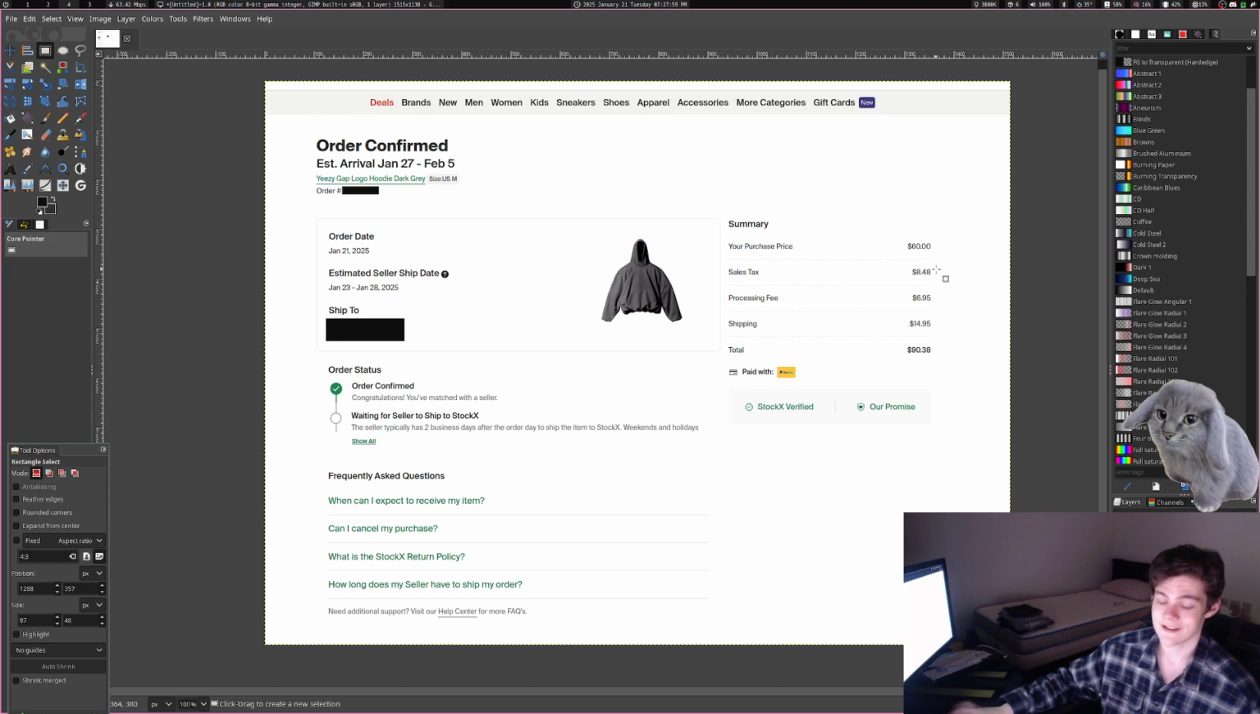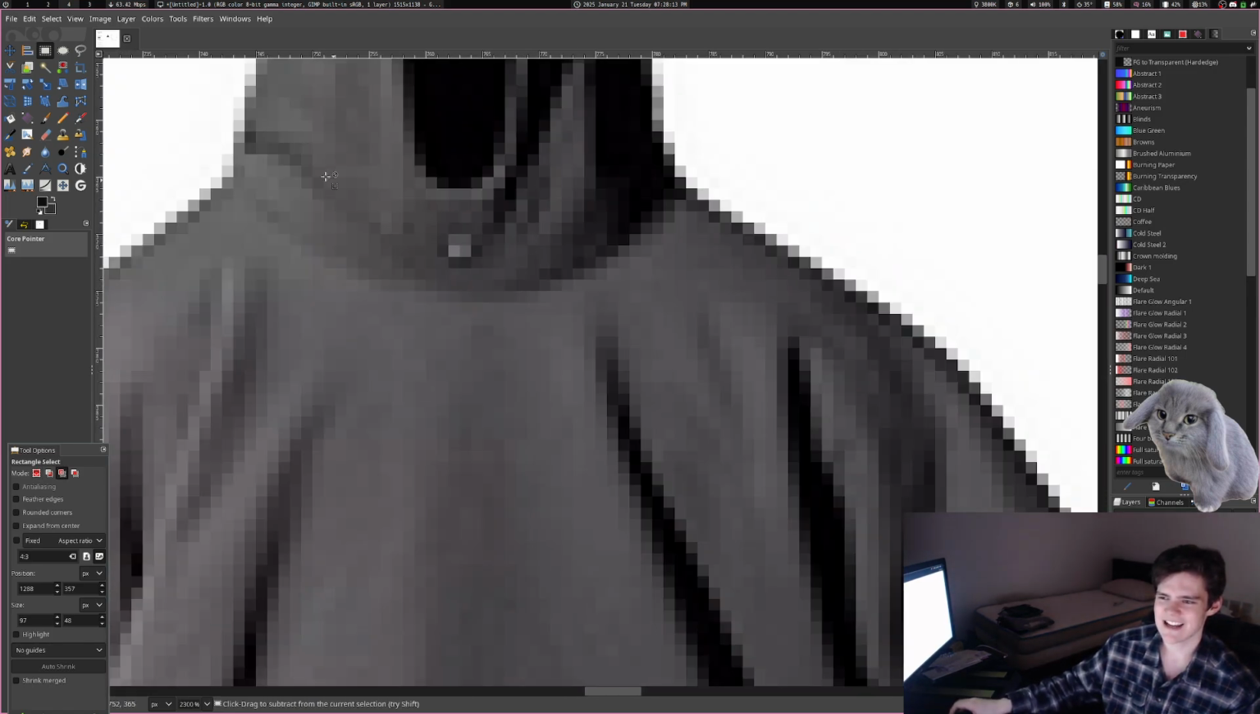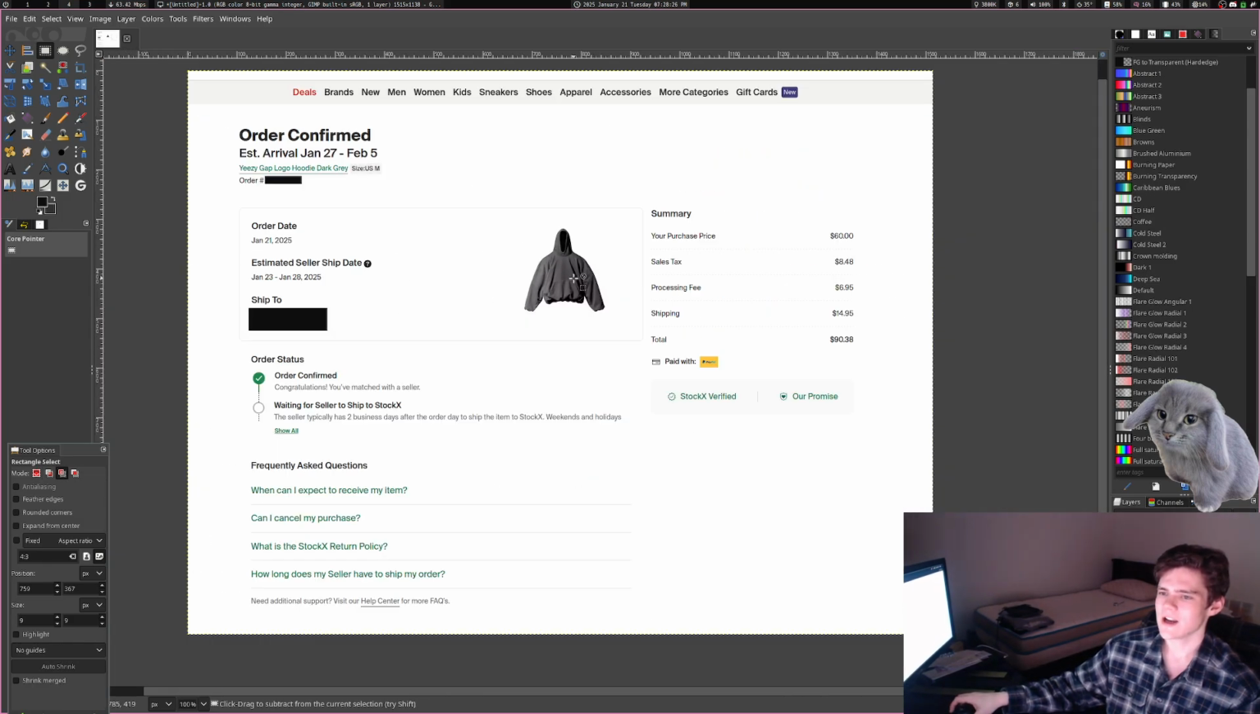I bought the Yeezy Gap logo hoodie. It's the same as the Dove hoodie, except it doesn't have the big Dove on the back, and it doesn't have the Gap University font on the back. But what it does have, you can kind of see it here, is a tiny little Gap logo right where the hood attached to the neck hole rides up.